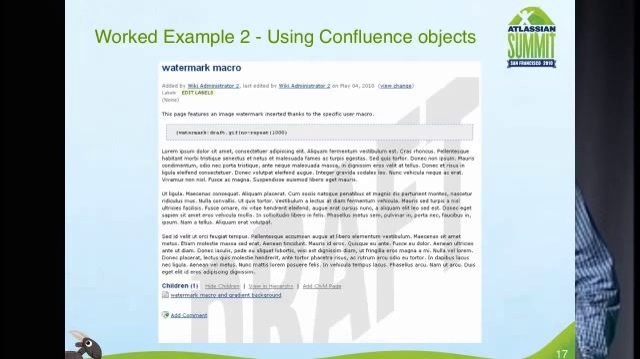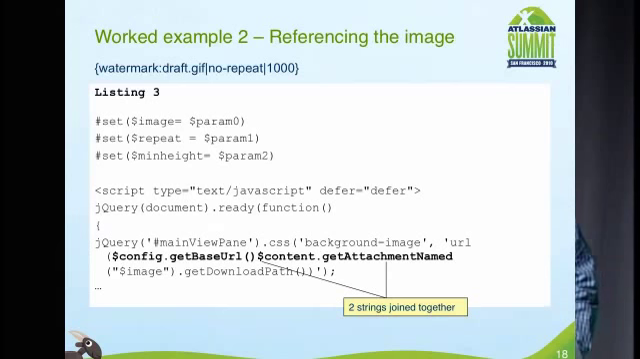So let's move on to the code. We've got three parameters, the first being the name of an attachment attached to that page. Okay? Then we have a repeating behavior and a minimum height. But the crucial one is this named attachment. So we take that parameter and stick it into this image variable.